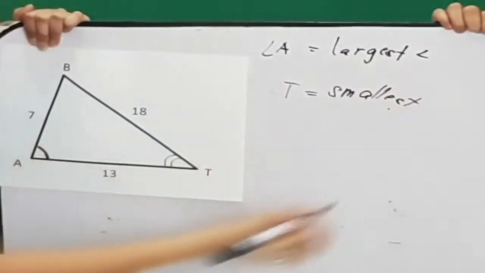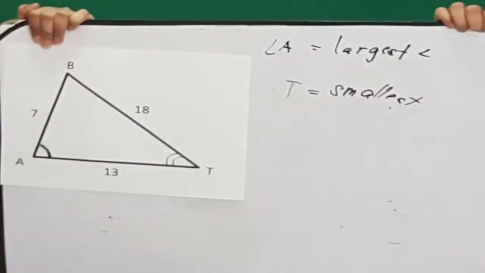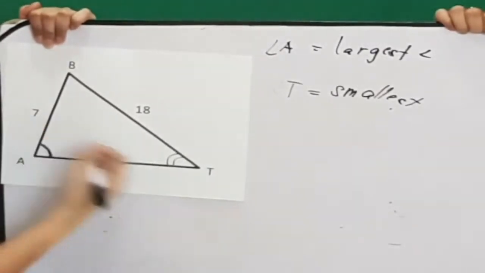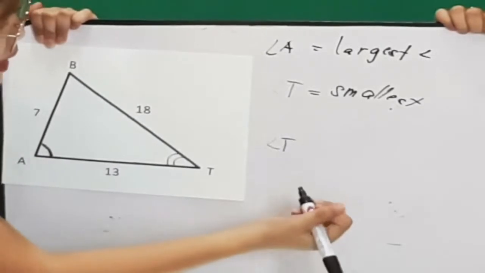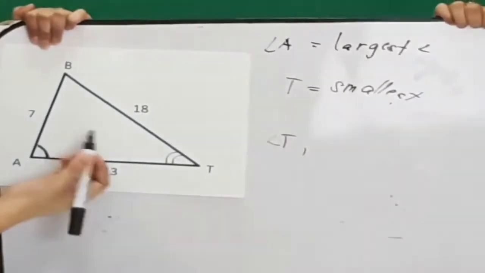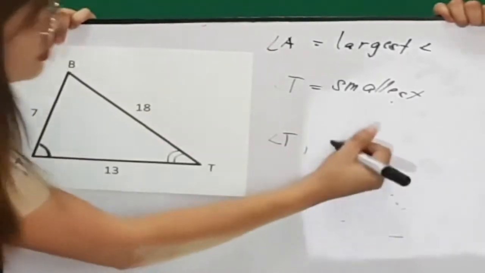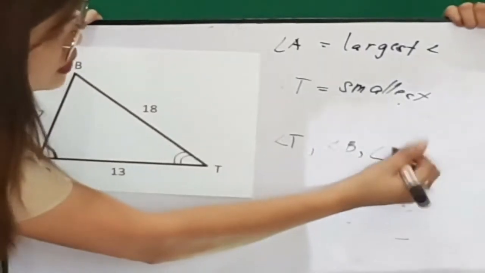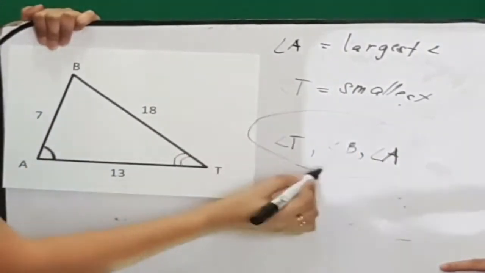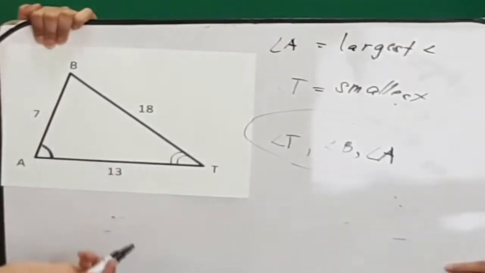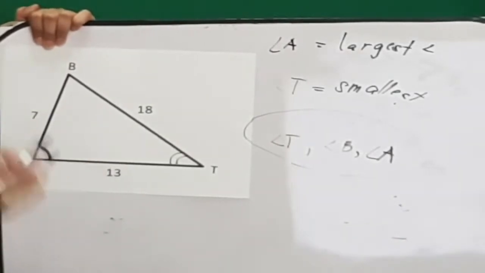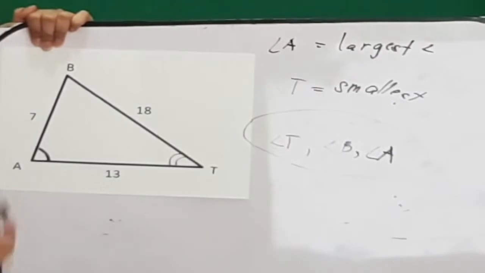Okay? Now, if you are going to write the measures of the angles in ascending order, which angle comes first? Of course, the smallest one. So, we have angle T first, and then followed by what angle? That is, of course, angle B. And then, the last one, the biggest, that is angle A. Okay? So, this is writing the angles in ascending order based on their measure. So, that is it for theorem 1. Given the sides of the triangle, we can easily determine the largest angle and then the shortest one.